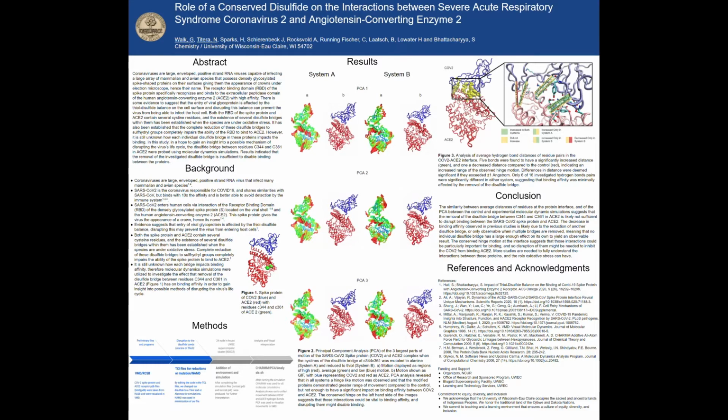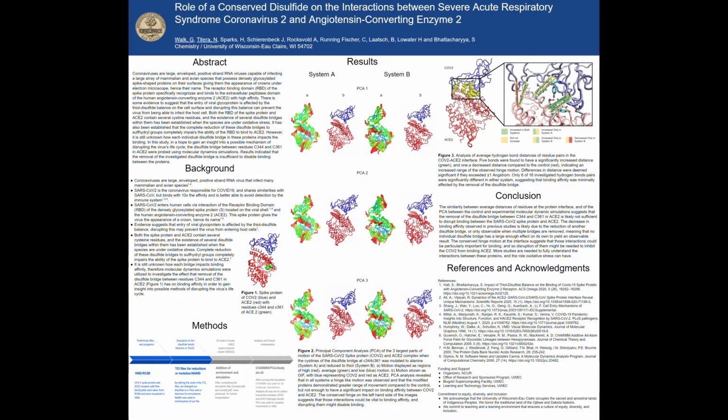However, the effect of individual disulfide bridges is not yet understood, so using molecular dynamics, we investigated what effect the removal of the disulfide bridge between residues C344 and C361 in ACE2 would have on the binding affinity between CoV2 and ACE2. To build the simulations, we began with the PDB file 6MOJ, which contains a 3D structure of CoV2 spike protein bound to ACE2, and then we displayed it using visual molecular dynamics, or VMD.